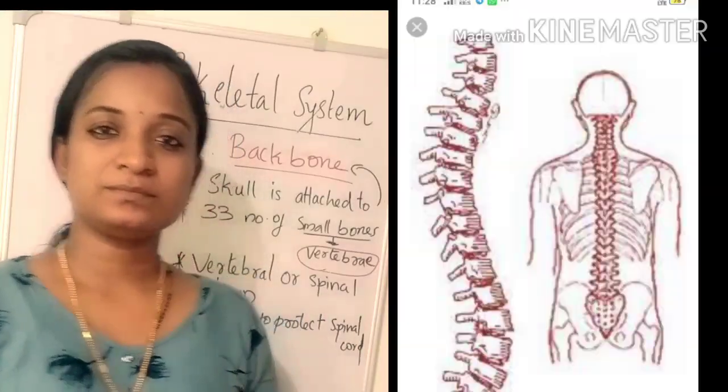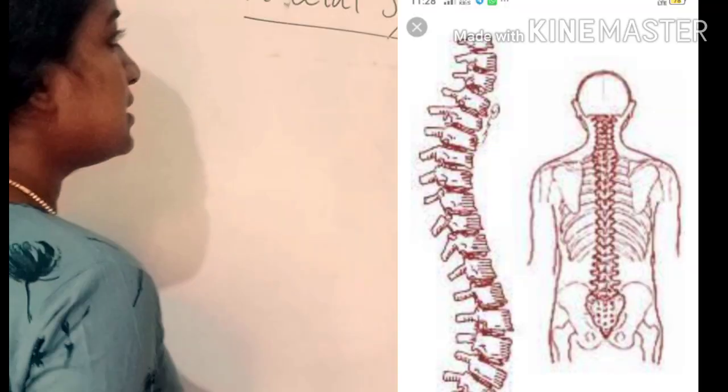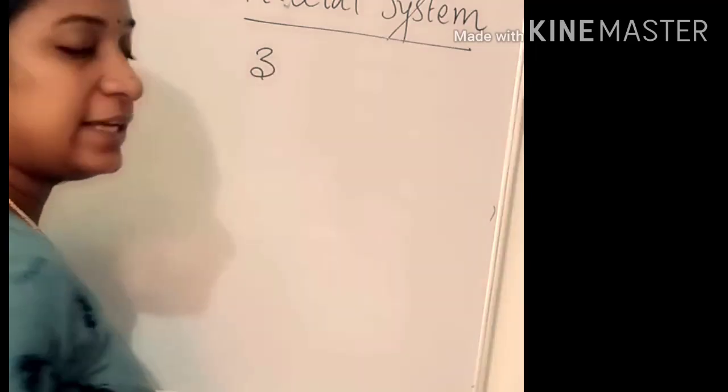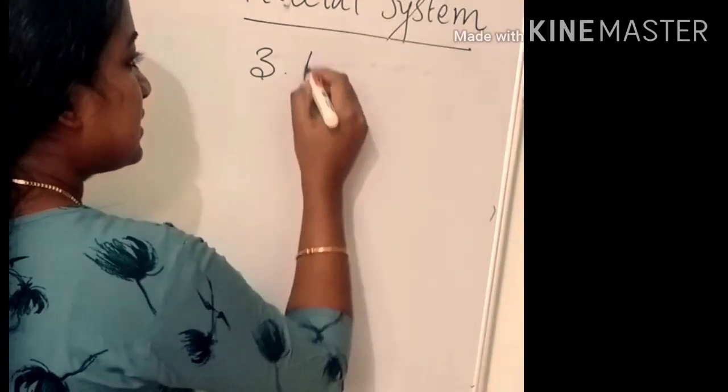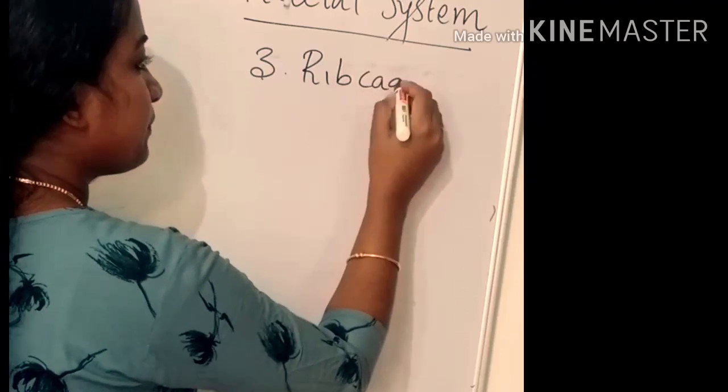Okay, now let's discuss the third part of the skeletal system, that is the rib cage.